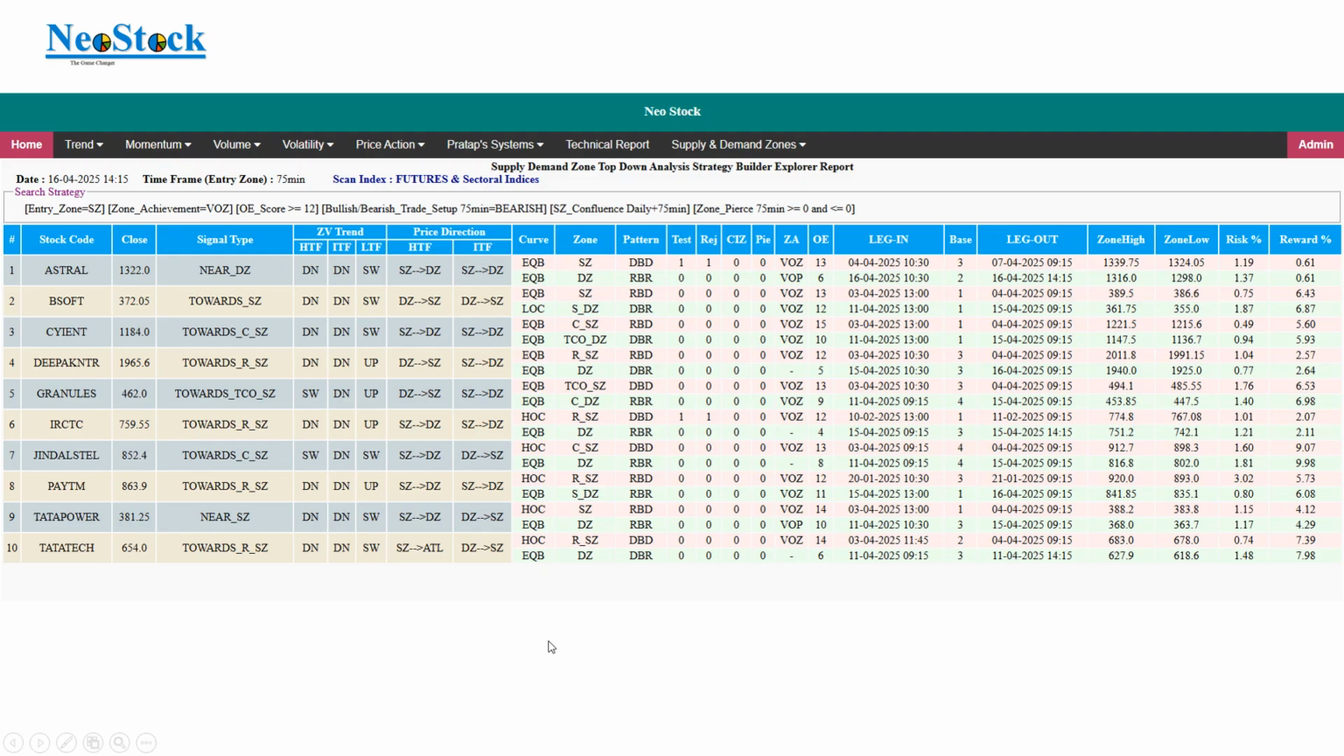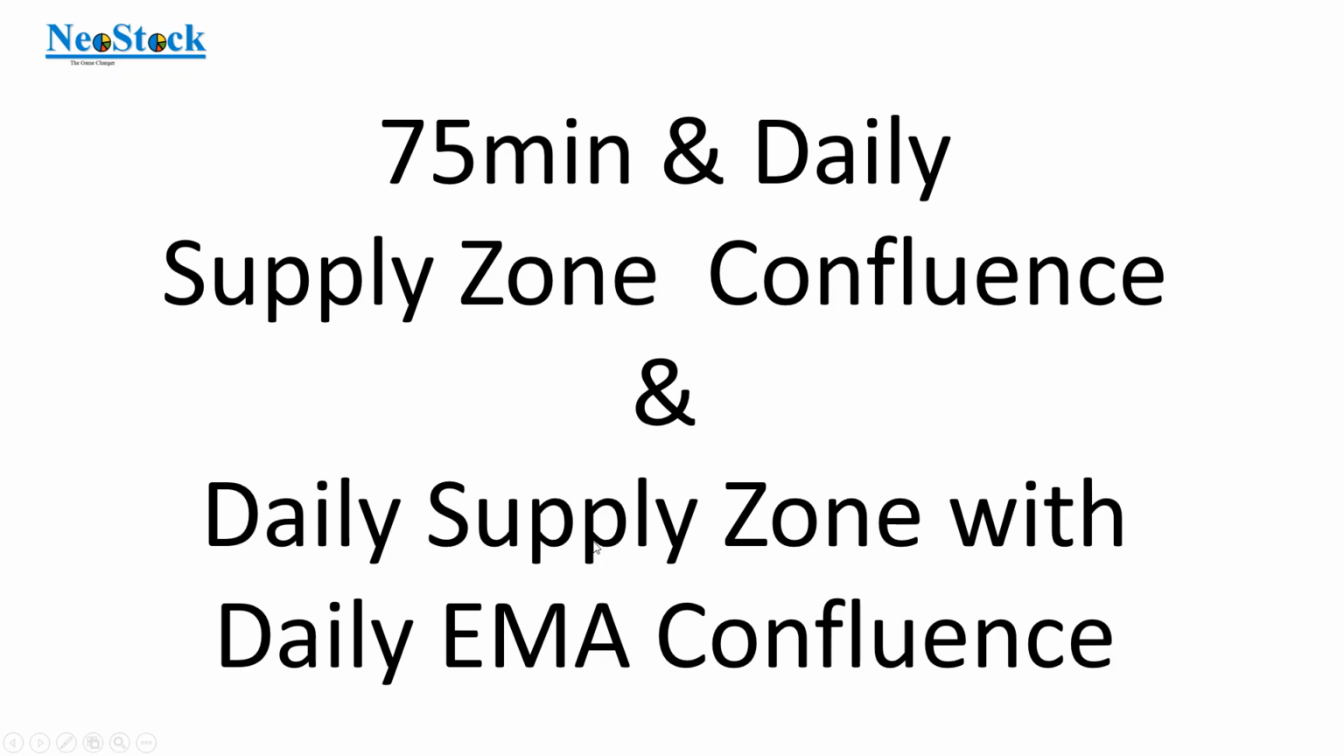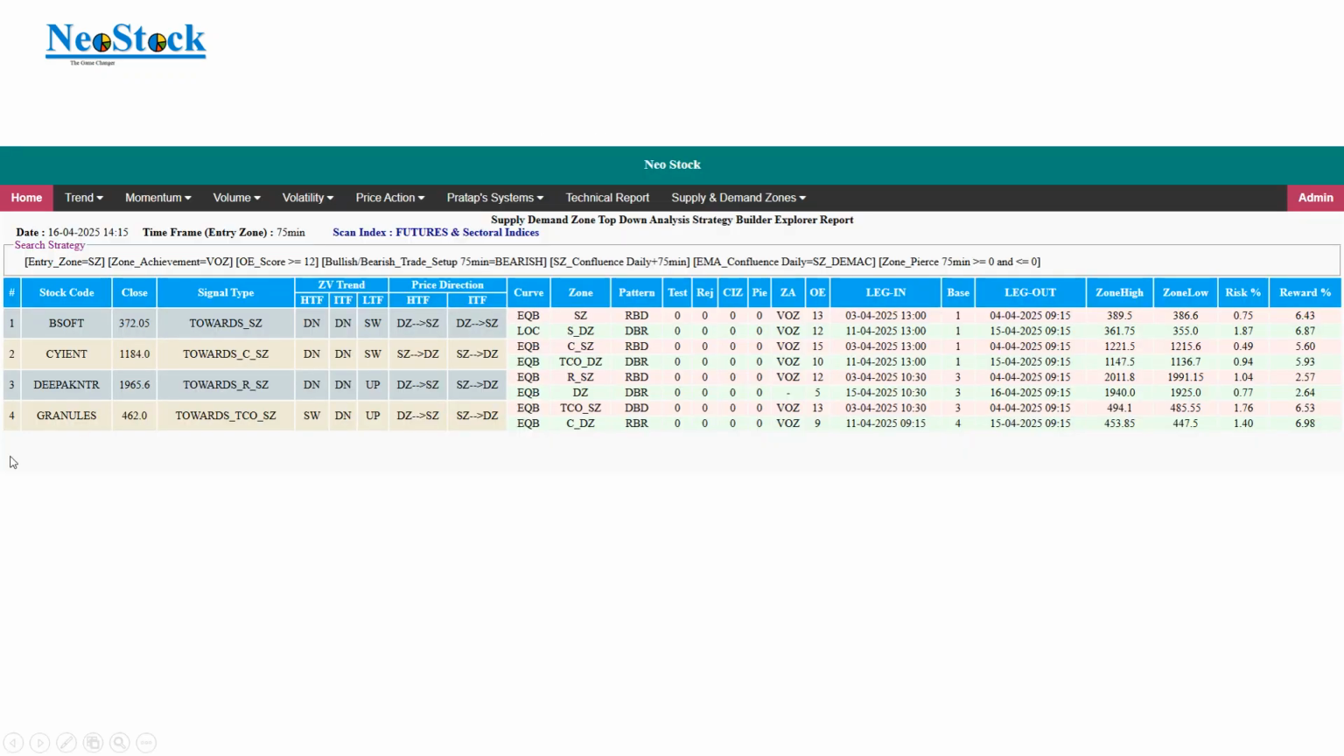Okay, we can further filter because 75 supply zone overlapped with daily supply zone. Let us further filter based on the daily supply zone with daily EMA confluence. So that the overlapped 75 minute supply zone order flows will be much stronger to get the success. So we got 4 stocks. So these 4 stocks, these 75 minute supply zones might be having even more high probability to get success.